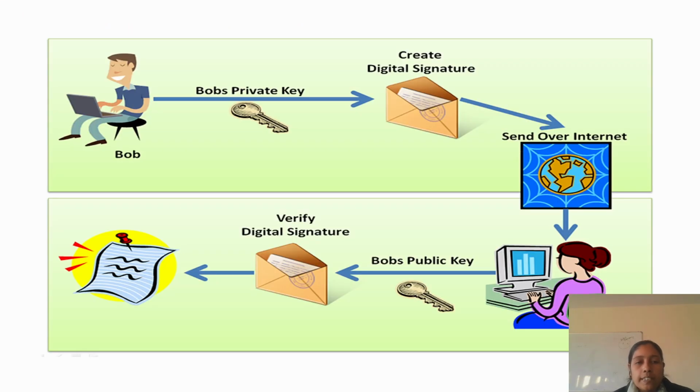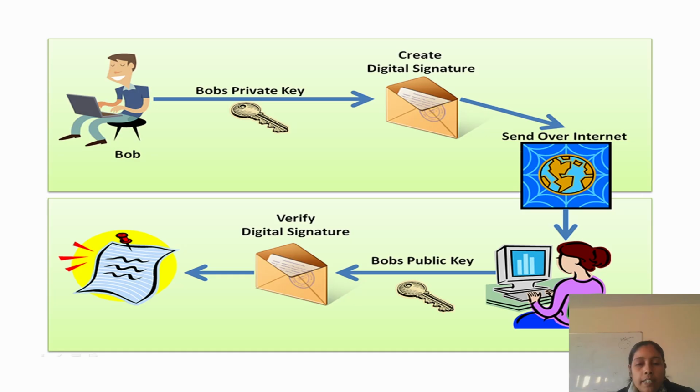Now this is the example of a digital signature. Here you can see that Bob and Alice are communicating over the internet. Now Bob is sending a message or a document to Alice. So first he will encrypt the message using his private key. So in digital signature, the sender sends the message by attaching a code that acts as a signature. Once this message reaches Alice, the receiver, Alice, will decrypt this message using Bob's public key.